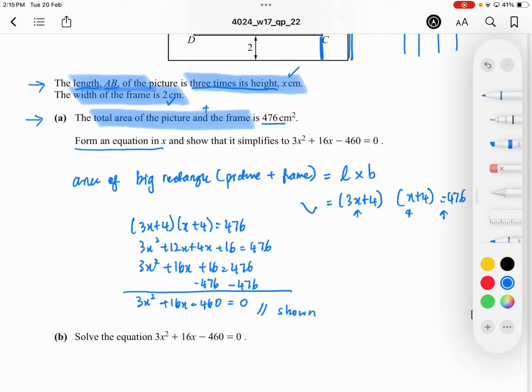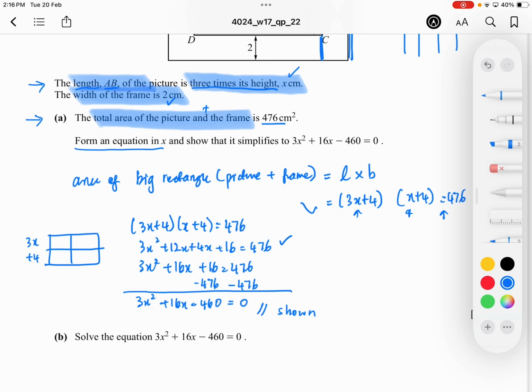Okay, so let's see. Has anybody reached this stage already? 3x squared plus 12x plus 4x plus 16 equals 476. Are you at that stage? Did you do that stage? Thumbs up? Not yet. Okay, that means you do your box method. It's still the same.